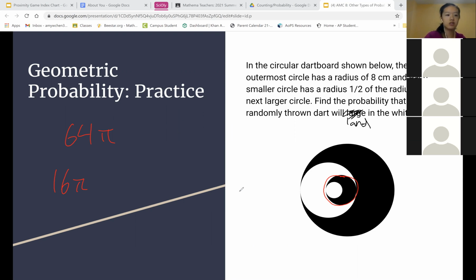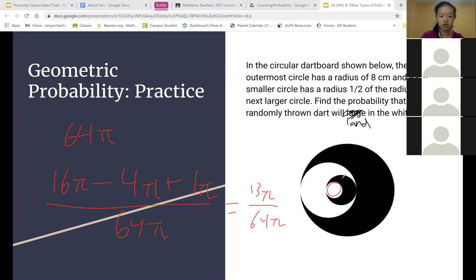So what you need to do is subtract this darker region from that light region. So it'd be 16 pi minus the area of this region, which would actually be 4 pi. And then after that, you need to add back this smaller white region, which is inside here. That has a radius of 1, so it's plus 1 pi. So this whole thing should be over 64 pi. So this would be 13 pi over 64 pi, which of course is just 13 over 64. Yep, Will, you got it.